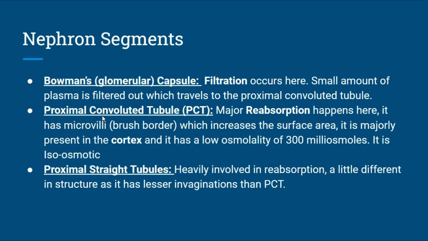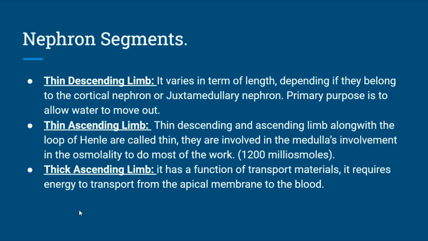The next one is the proximal convoluted tubule. The major reabsorption happens here, and it has a brush border, or microvilli, or invaginations into its walls, which increase the surface area, which in turn allows major reabsorption to happen here. It is mostly present in the cortex, and it has a low osmolality of 300 milliosmoles, so basically you can say it is isoosmotic. Then we have the proximal straight tubules. They are also heavily involved in reabsorption. However, the structure has fewer invaginations than the proximal convoluted tubules.